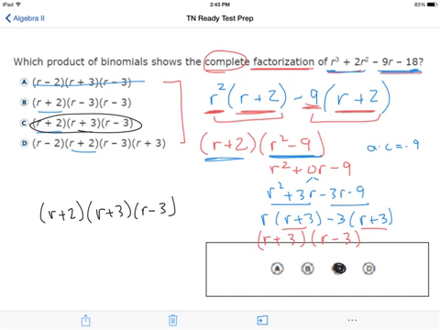Now, if you don't remember how to factor or you get stuck, remember you could work this problem backwards since it is multiple choice. So if I really get stuck factoring, then what I could do is go ahead and multiply all these answer choices out and see what gives me the same answer.